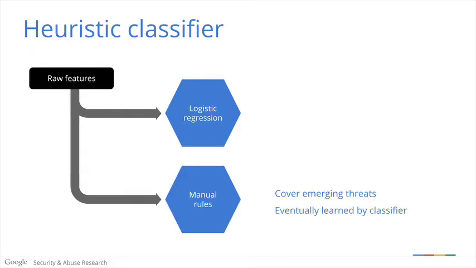The heuristic classifier is essentially a set of manual rules that are crafted by the engineering team as well as the expert reviewers. The idea here is to cover gaps until the logistic regression, or the automated classifier, is picked up and learns about new and emerging threats.